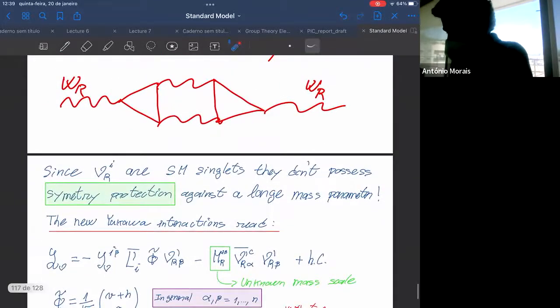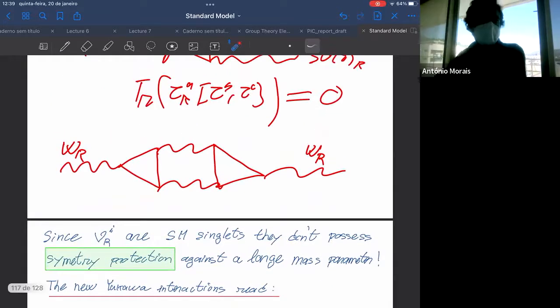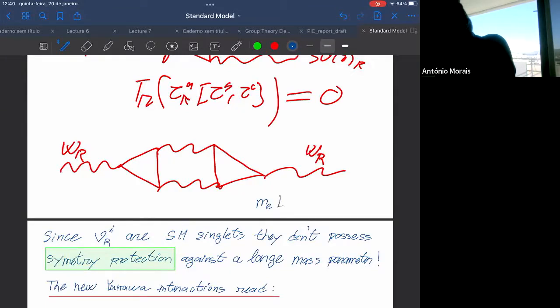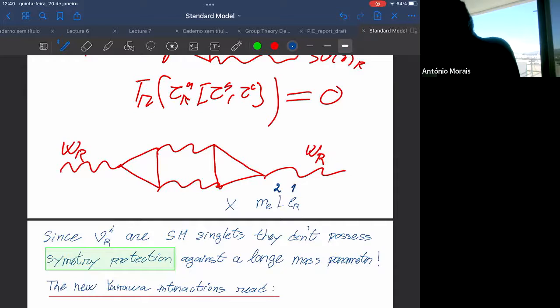So, but these are standard model singlets, and this is another important thing. They don't have symmetry protection against large mass parameters. Do you understand what this symmetry protection is? Remember that I could not make a mass term for the electron, something like this, L E R. You remember this? This is forbidden because this is an SU(2) doublet, this is a singlet. So this is not invariant.